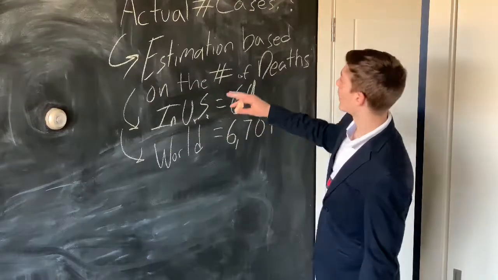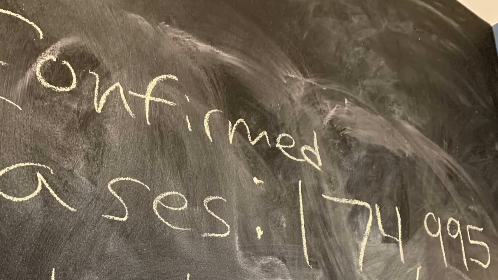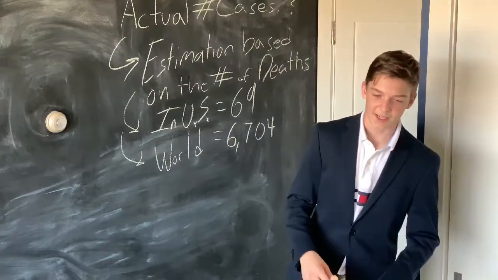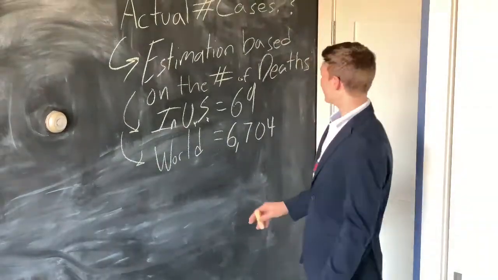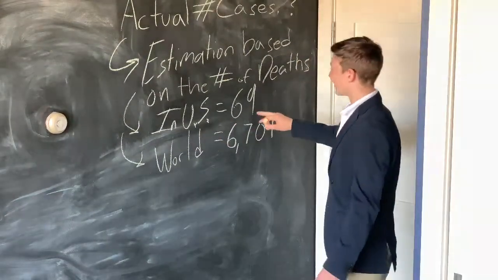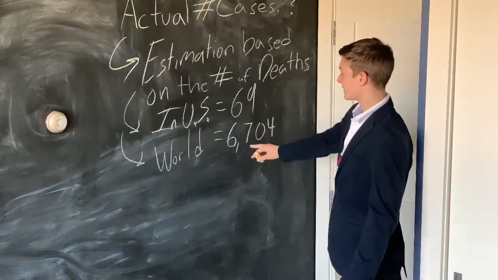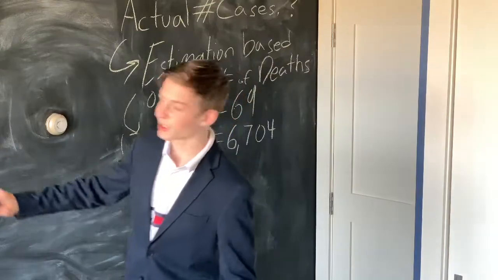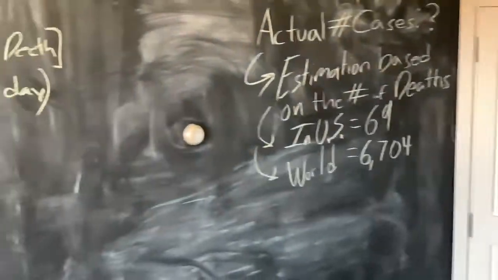I'm not saying that these are perfect numbers, but these are the best numbers that I've seen. So, confirmed right now, we have 174,995 cases. The actual number of cases, we don't really know because the amount of testing has been pretty much insufficient. Now, this is going to be based on the amount of deaths. We have 69 here in the US, 6,704 in the world. Now, we're going to assume a 1% mortality rate.